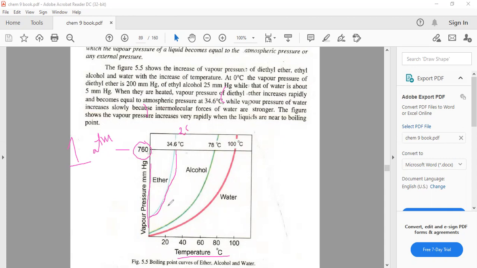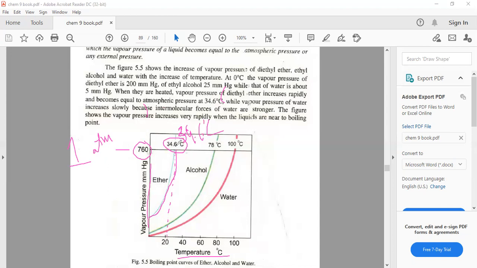Take it as 25 or 30. You can just roughly take the idea from this graph. Okay, so if this temperature is increased from 0 degrees Celsius, here you can see the increase of the temperature. It's 34.6 degrees Celsius. So slowly and gradually the temperature is increased: 20, 30, 34.6 degrees Celsius.